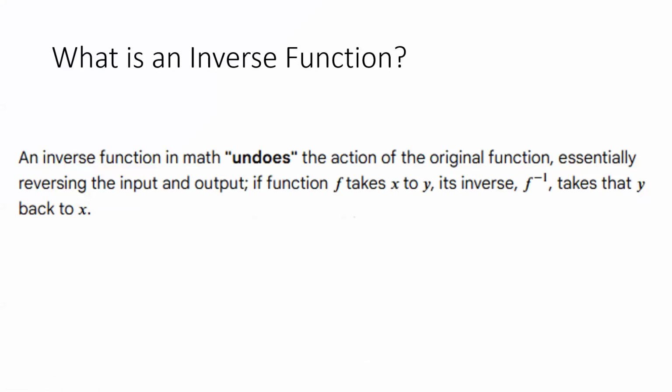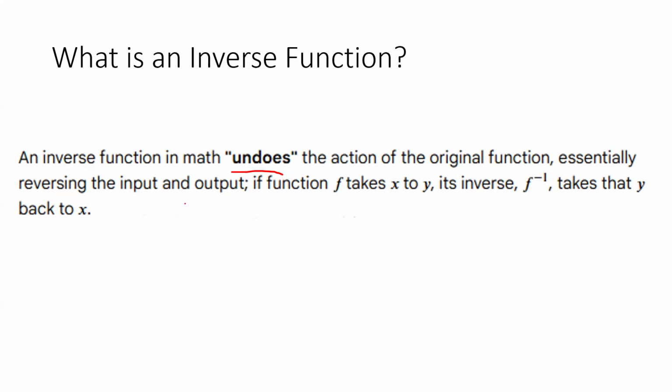So by now we should understand an inverse function in math means that it undoes the action of the original function, essentially reversing the input and output. If function f takes x to y, its inverse is going to take y to x. Basically, you're switching your input and your output. So you're switching your independent and dependent variable.